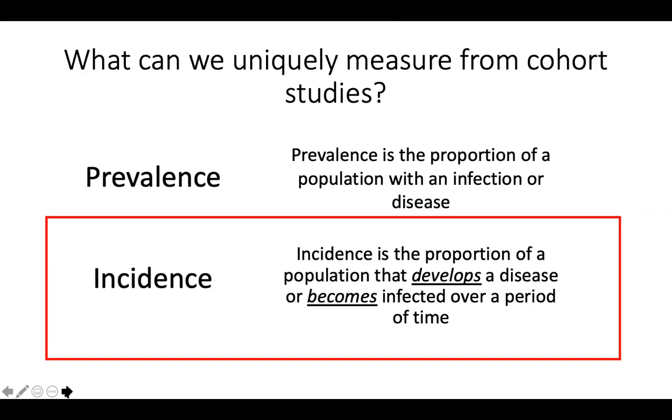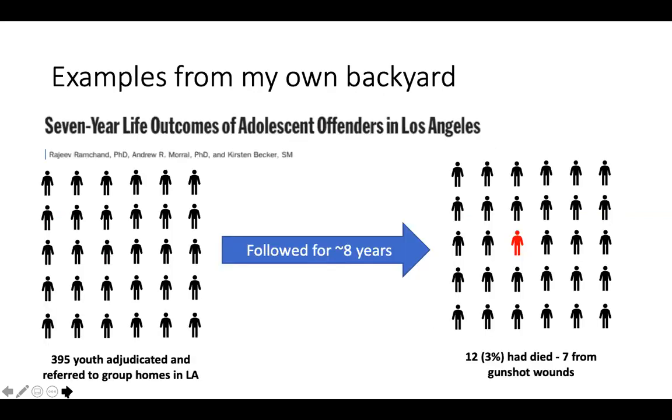But we can also look at risk. And this is an example from one of my own studies that I conducted with my colleagues Andrew Morrell and Kirsten Becker at the RAND Corporation. We collected data on 395 youth who were adjudicated and referred to group homes in Los Angeles. And we followed them for around 7 to 8 years. And in that group, 12 had died. So 1 out of 30, 3% of the group had died. And 7 of them had died from gunshot wounds.